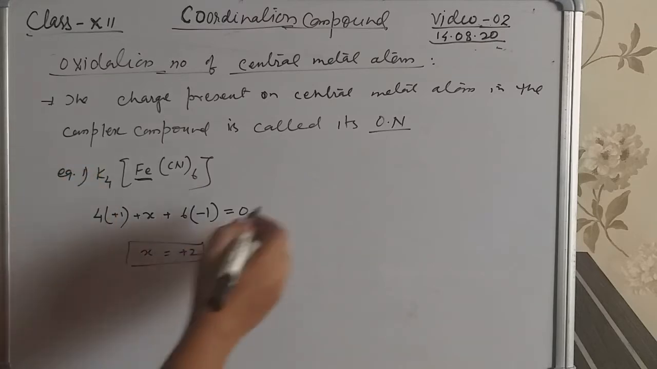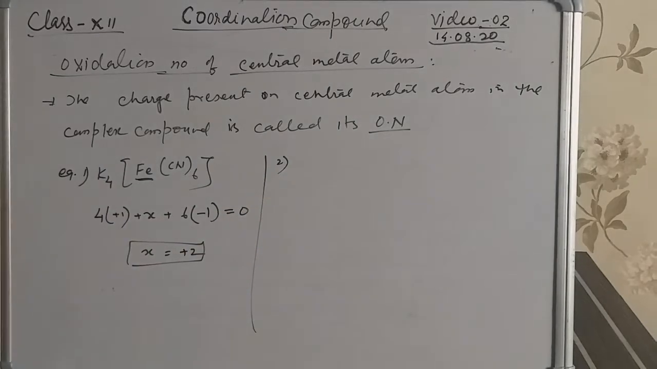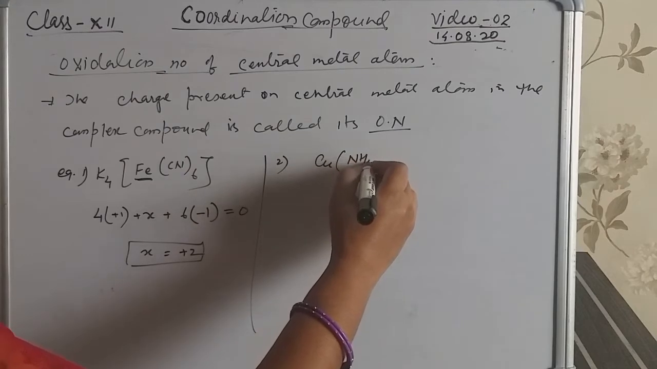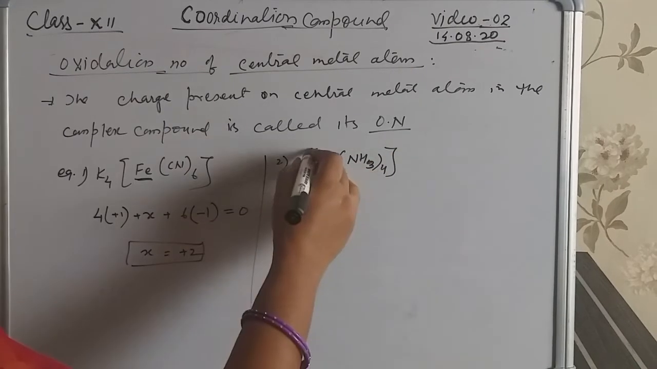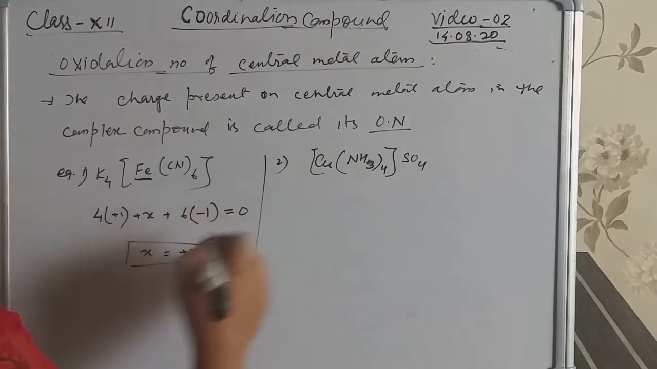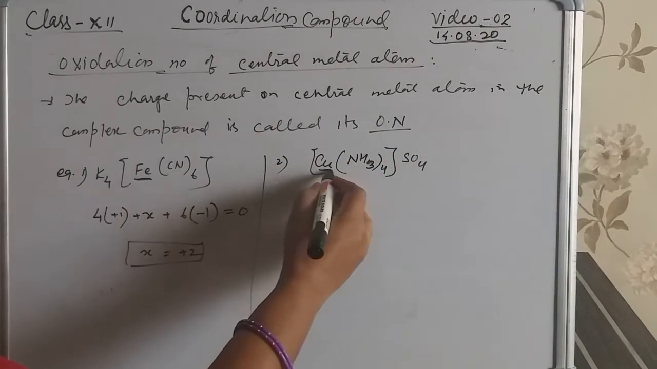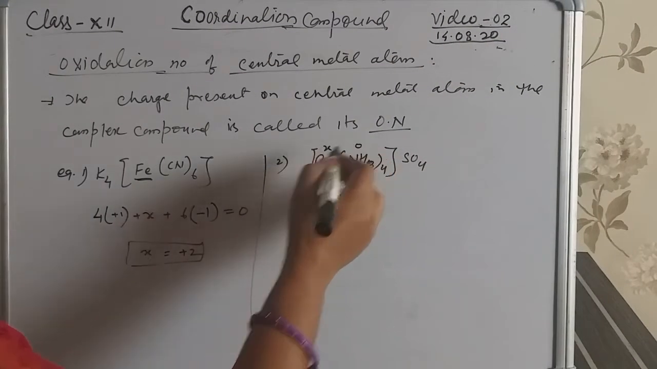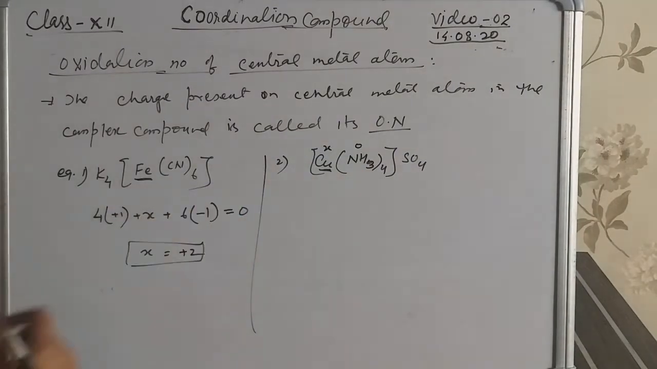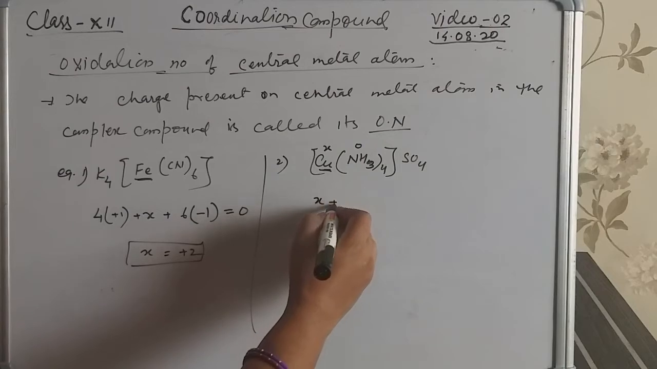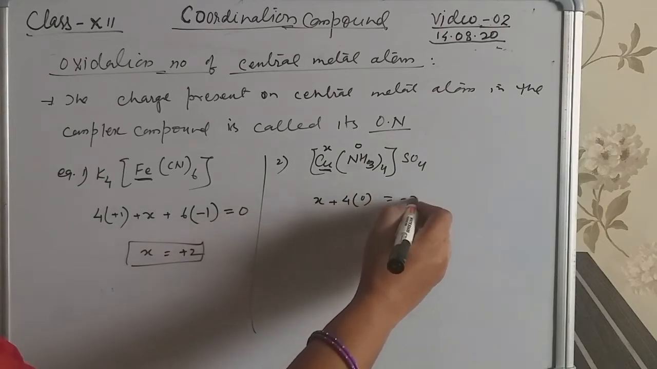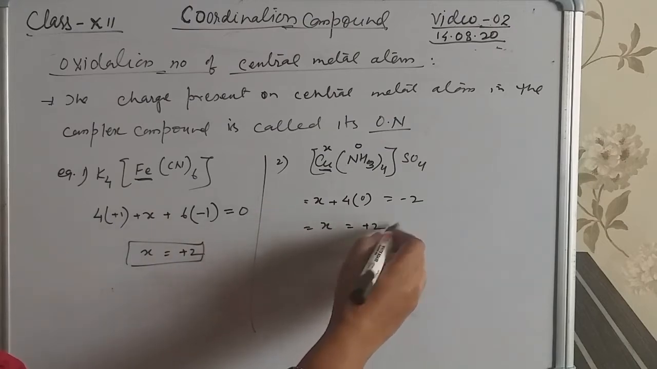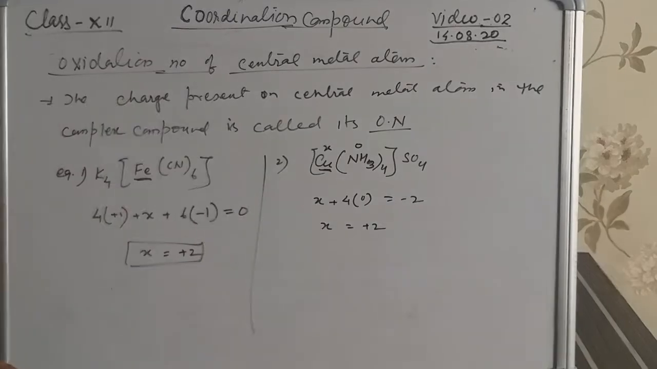Next, let's discuss the next example. Suppose this is the one. If this type of compound is given to you, find out the oxidation number of the central metal ion. So simply we can take this as X, and the NH3 ligands have 0 oxidation number. So we can write 4 into 0 minus 2, so X equals +2. In this way you can simply find out the oxidation number.